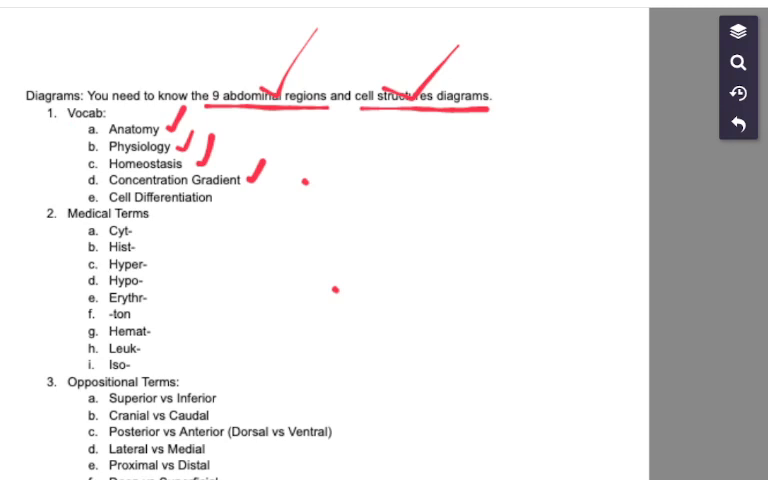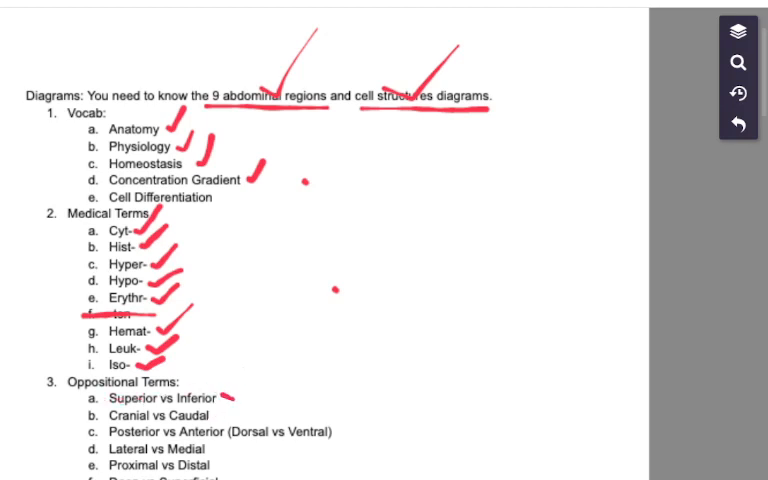Okay, and for our medical terms, cyte means cell, hist means tissue, hyper means above, hypo means below, eryth means red. Honestly, we don't need to know this one, so ignore it. Hemat means blood. Leuc means white. Iso means same. Superior means above. Inferior means below.